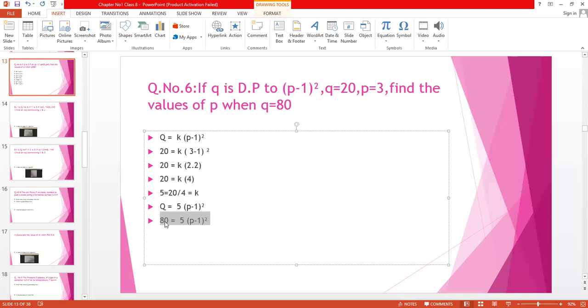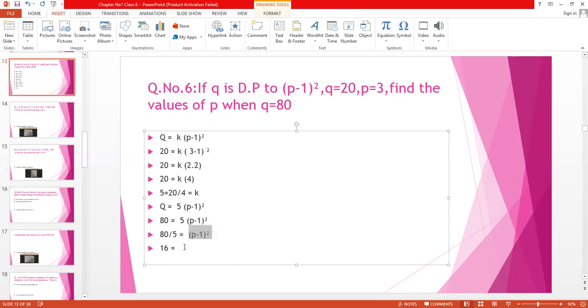So I move 5 to that side. 80 divided by 5 is equal to 16. So 16 is equal to (P minus 1) whole square.